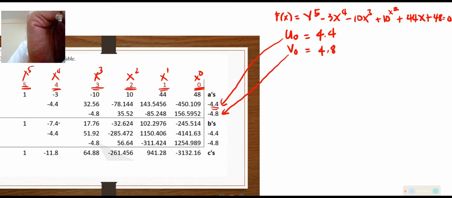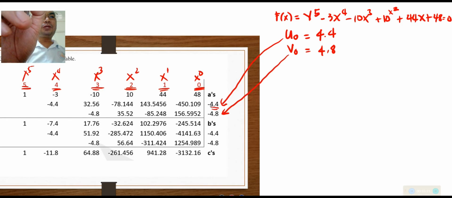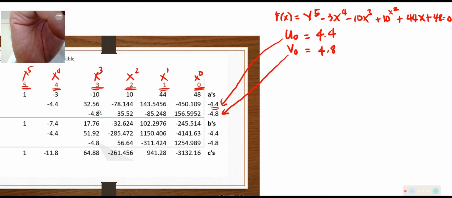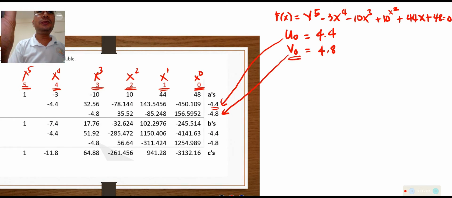Next, the 7.4 again will be multiplied by negative 4.4, so negative times negative becomes positive, that is 32.56. But this time, the synthetic division for the V will only start after the first synthetic division for U has been achieved. So it is delayed by one process compared to the U.